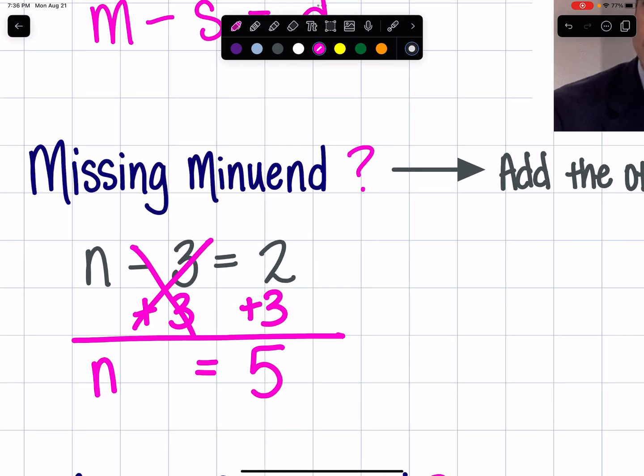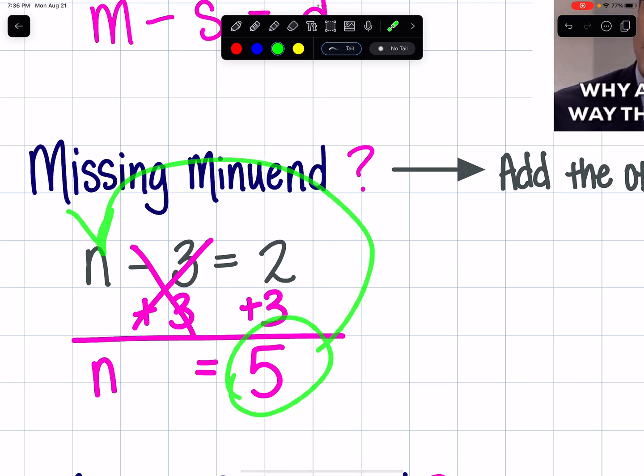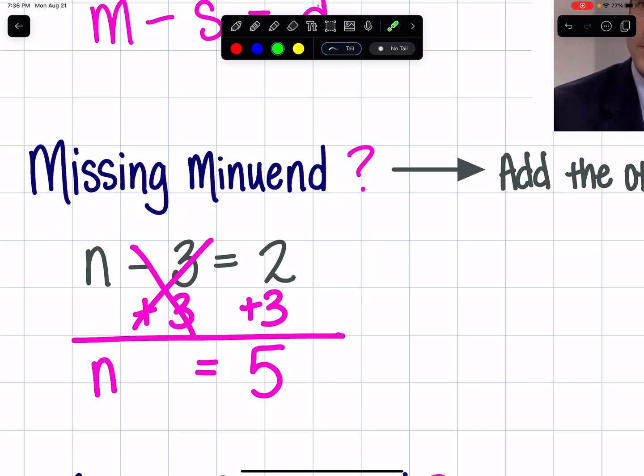And with this type of thing, you can always check your answer. Plug this 5 into here. 5 minus 3 is 2. If that's a true statement, and it is, then we got it right.